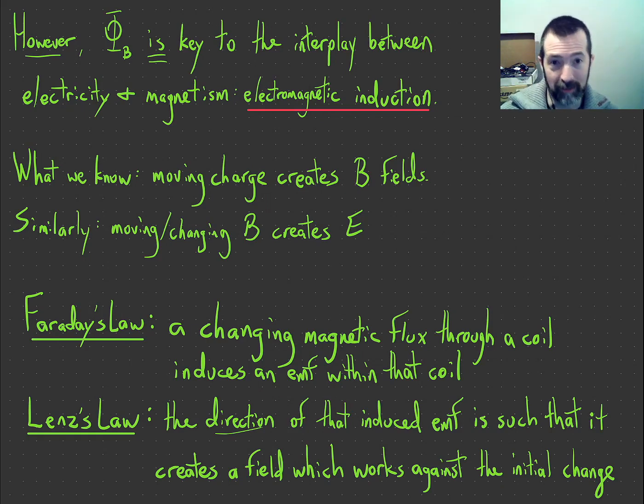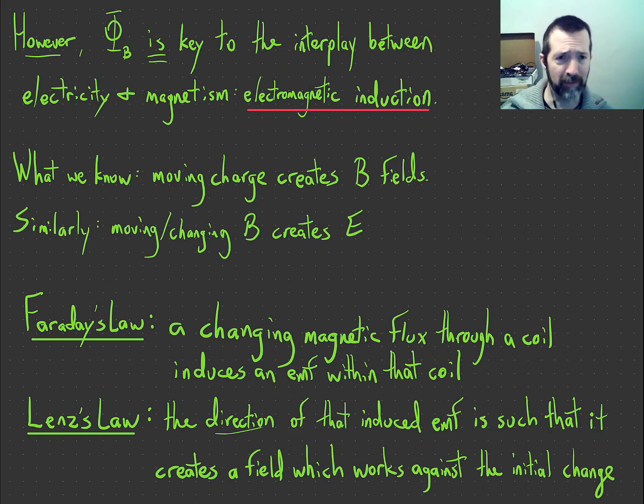Now that sounds really convoluted, and so it takes a lot of practice to get the chain of reasoning correct. But the basic idea is something happens to cause the induction to occur, and the direction of the induced current, or the induced EMF, counteracts or fights against the thing that caused it in the first place.